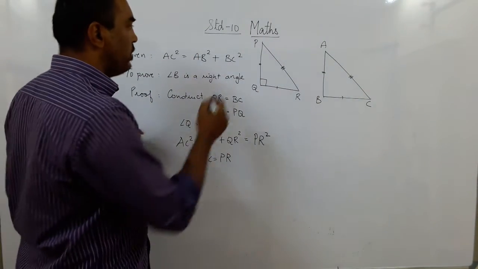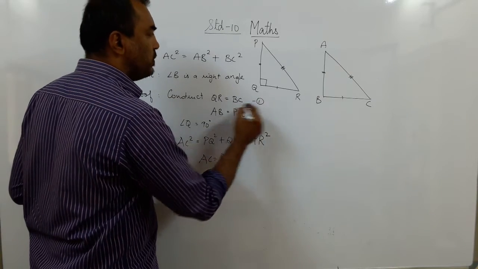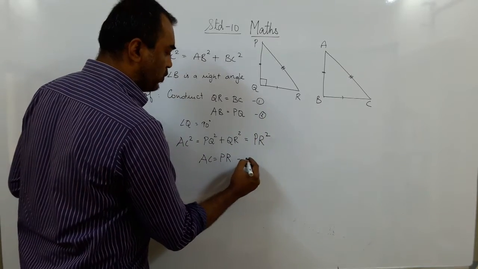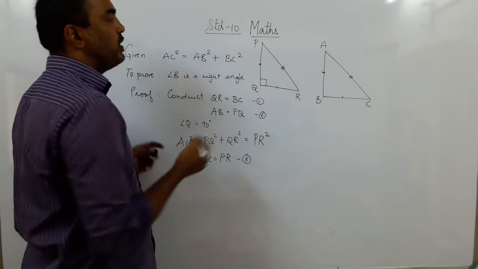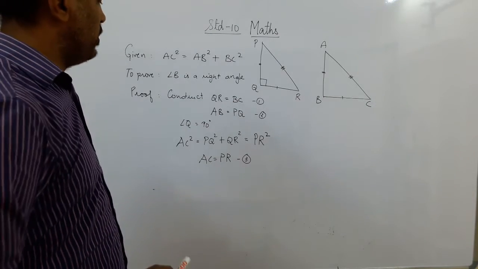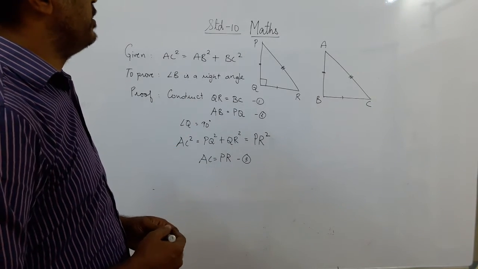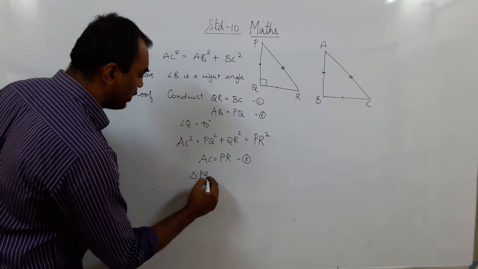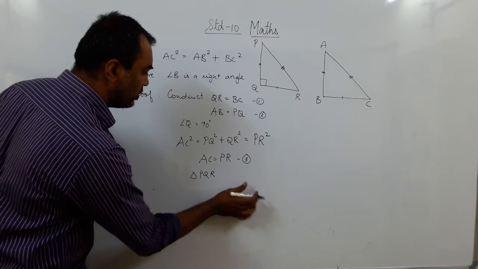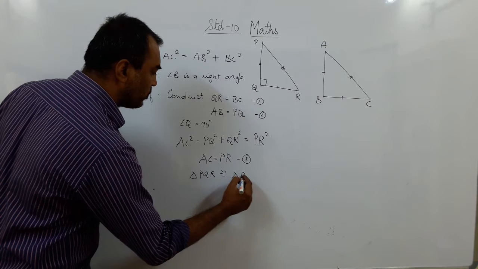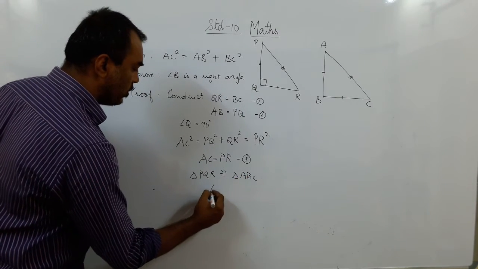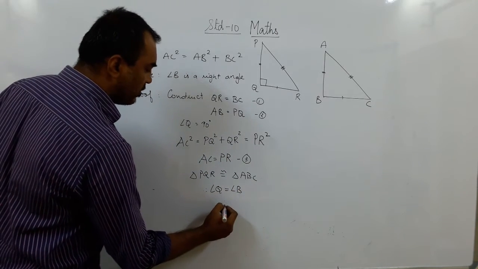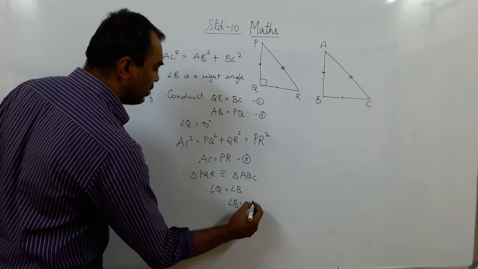In the two triangles, QR was equal to BC, AB is equal to PQ by construction, and we proved AC equal to PR. So the corresponding sides of both triangles are equal. By the SSS congruency criterion, these two triangles are congruent, meaning triangle PQR is congruent, not just similar, to ABC. Therefore angle Q should be equal to angle B, but angle Q was 90, therefore angle B is 90 degrees.